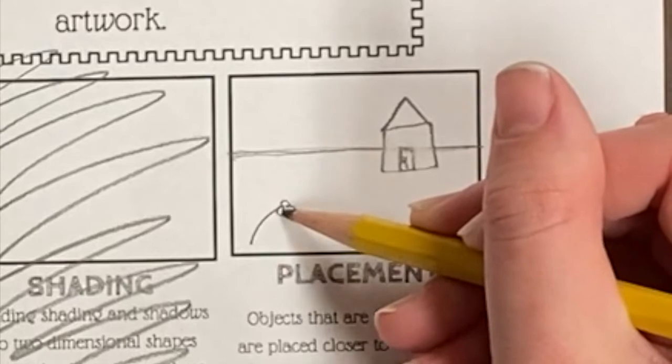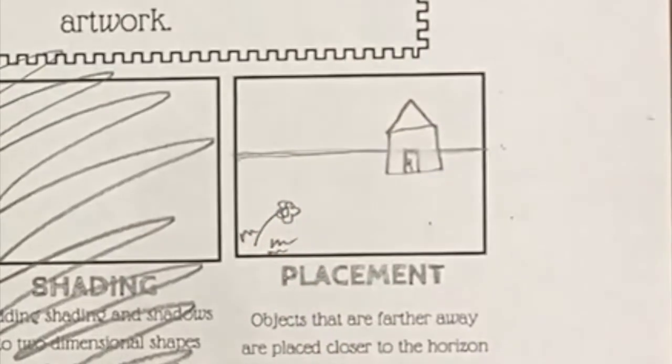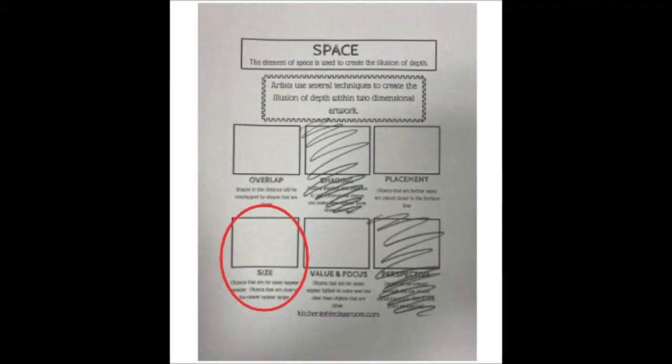And then I'm going to draw a little flower to tell me that this flower is close to us because it is further away from the horizon line. Next, we're going to talk about size. Objects that are far away appear smaller. Objects that are close to the viewer appear larger.